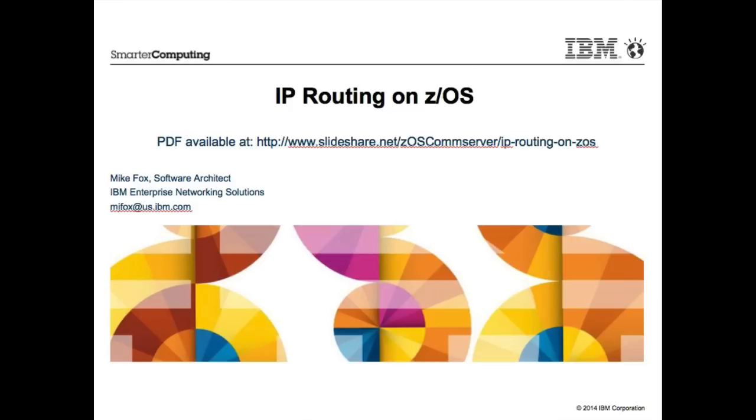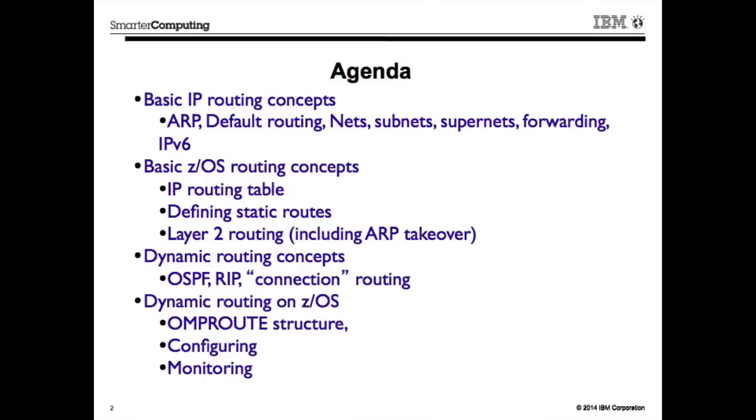So let's go ahead and get started because it is a long presentation. We cover a lot, and even though we cover a lot, we don't cover anything really deeply because there is so much to cover. Looking at the agenda, you can see we have quite a bit to do. We'll start off by reviewing some basic IP routing concepts. Then we'll extend that to how they apply to z/OS. Then we'll talk about dynamic routing, first with concepts, and then with some specific OMPROUTE implementation discussions.